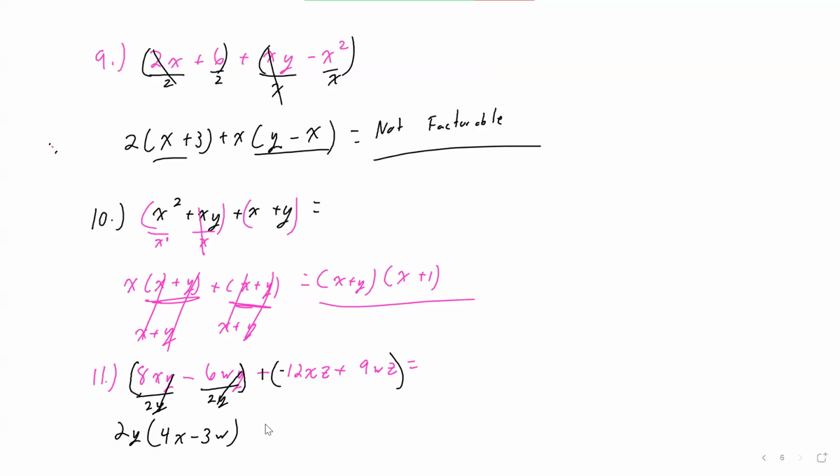It will be 3. Positive or negative? Negative. Remember, there's a leading term that's negative. You want to factor out a negative. What else? Z. So negative 12 divided by negative 3 is 4. And then the z's cancel, so just stuff with x. And then 9 divided by negative 3 is negative 3. Z's cancel out, and I'm left with w.